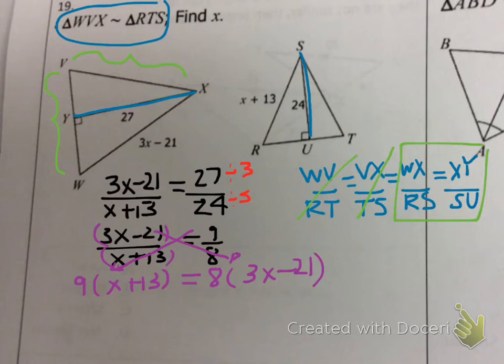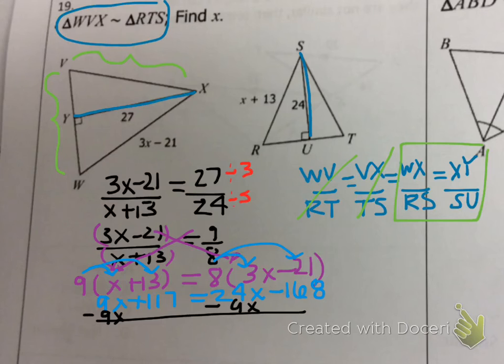So we're going to be applying distributive property on both sides. Distribute 9 to both terms, 9 times x is 9x, and 9 times 13 is 117, equals distribute the 8 to both terms. 8 times 3x is 24x. 8 times negative 21 is negative 168. Now we're going to collect the x's on one side. I'm going to move the x's to the right. Inverse operations, subtract 9x from both sides. So 117 is equal to 15x minus 168.